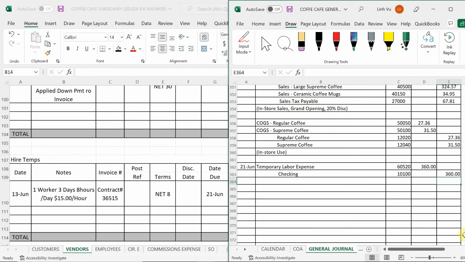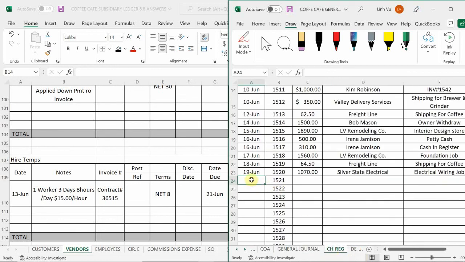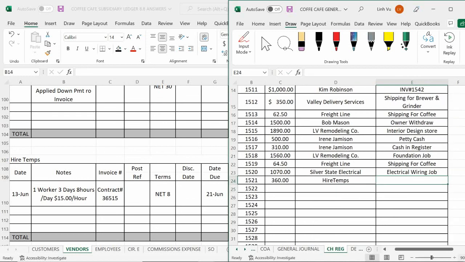We're going to cut the check. So let's go ahead and write them a check. So check register. Today is the 20th. Check number 1521 for $360. To whom? Hire Temps. What for? One worker. Yeah, one temporary worker.